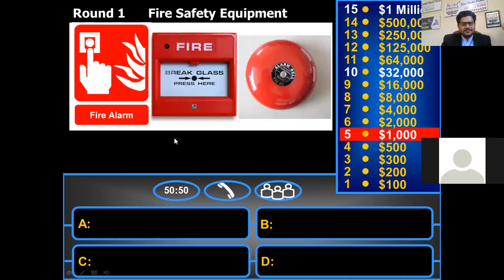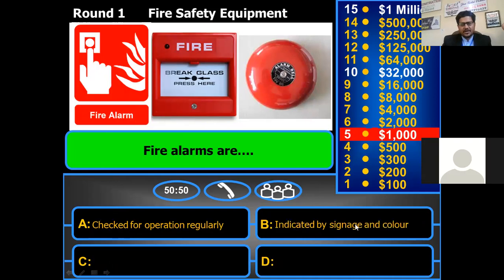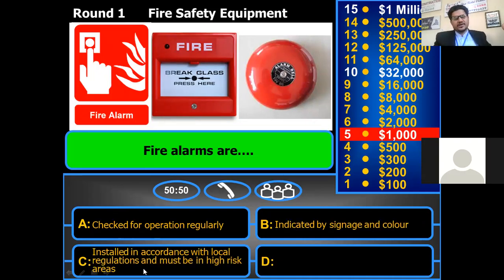Look at the picture. The question is, fire alarms are: option A, checked for operation regularly; indicated by signage and color; installed in accordance with local regulations; and must be in high risk areas; all of the above. $1,000 question of round number 1.